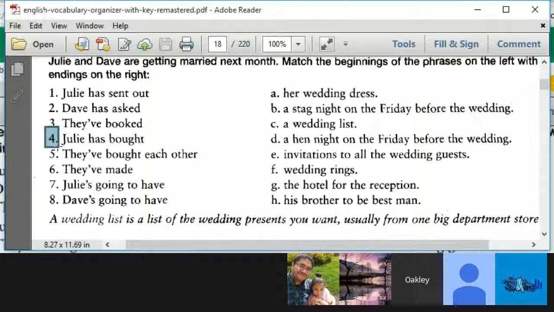Number 4, Mustafa. Julia has bought her wedding dress. Be careful. Her wedding dress. Mustafa, you probably have no idea, but in America, the wedding dress is fabulously expensive. Here as well. Insanely expensive for a dress that you're going to wear once, really. It's insane. But do you guys have, like, renting maybe dresses?